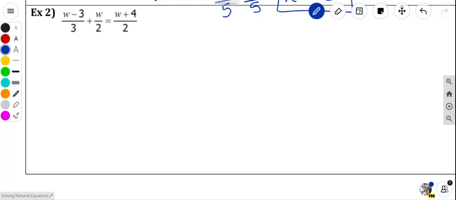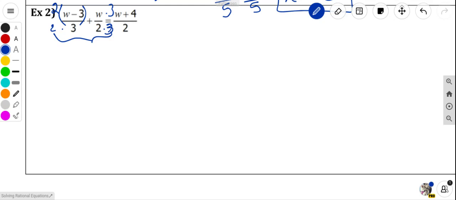Okay, here's example 2. So notice again on the left-hand side here, we have 2 fractions. So we have to add those together. In order to do that, they need a common denominator. Here's when we're going to have to multiply both fractions by something, because 2 doesn't go evenly into 3, and 3 obviously doesn't go into 2. However, 3 and 2 do both go into 6. So we're going to make those denominators 6. For the 3, I'm going to multiply top and bottom by 2. For the 2, I'm going to multiply top and bottom by 3.